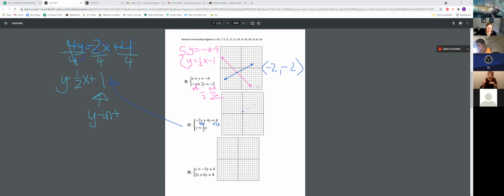I'll just write a few points there so I can try to connect it properly. I hope it connects. Yep, that looks pretty good. Okay, and then I'll use pink for the other one. How would you graph the other one?